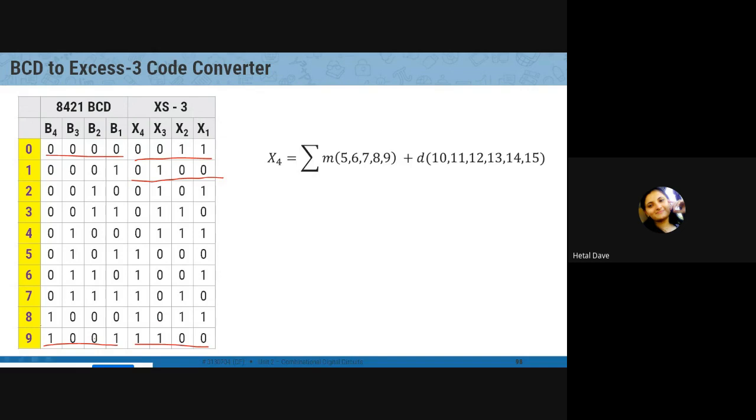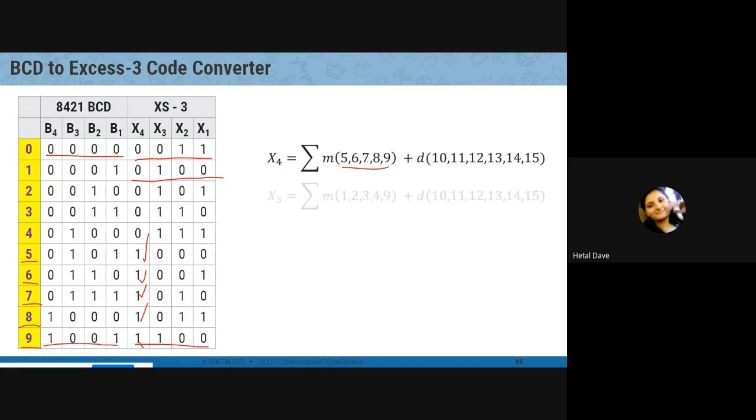Where is 1 given? 1 is given at 5, 6, 7, 8, and 9. I'm talking about the X4 column. So 5, 6, 7, 8, 9. Before it, 0 is given. And after 9, combinations can be made as it is BCD code, so I should write them as don't care.